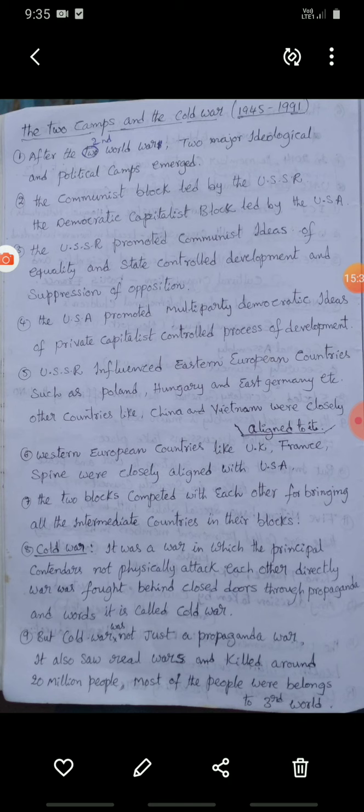So the Cold War, what is a Cold War? It was a war in which the principal contenders did not physically attack each other directly, but fought behind closed doors, through propaganda and words. It is called the Cold War.